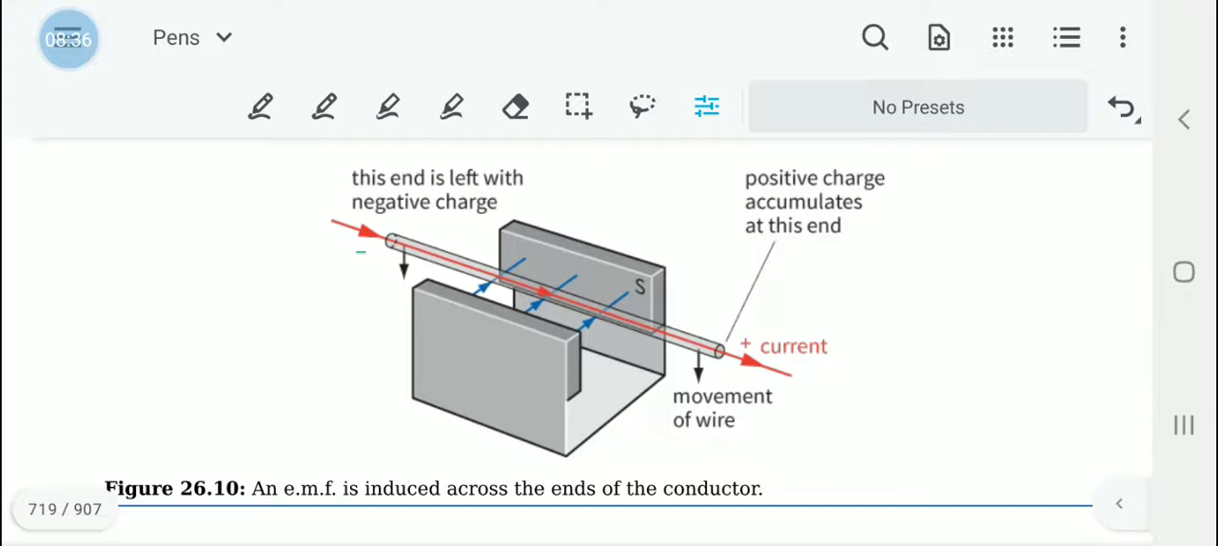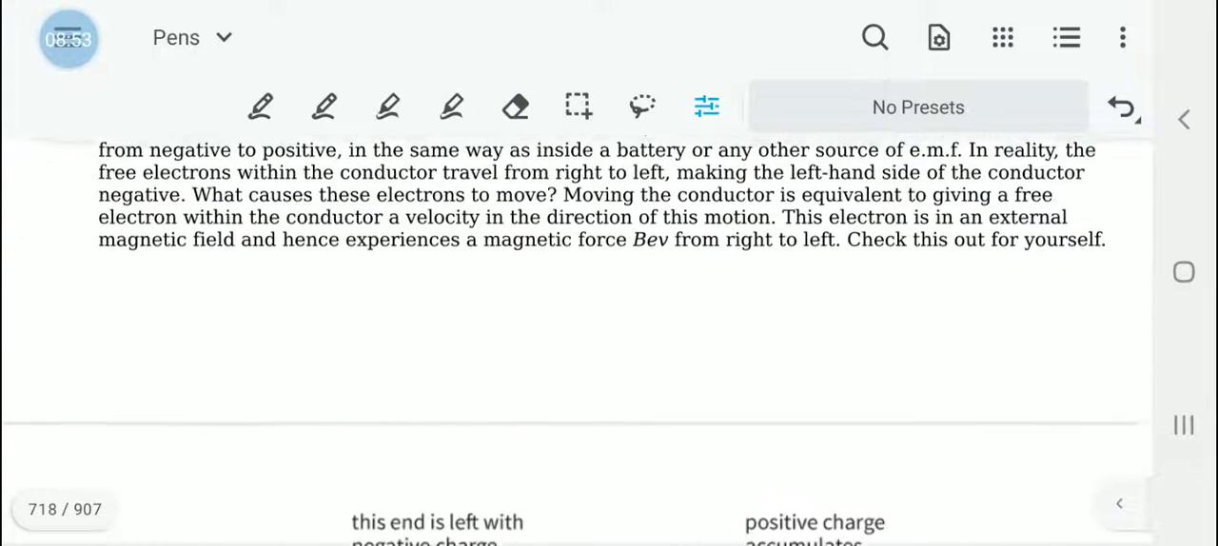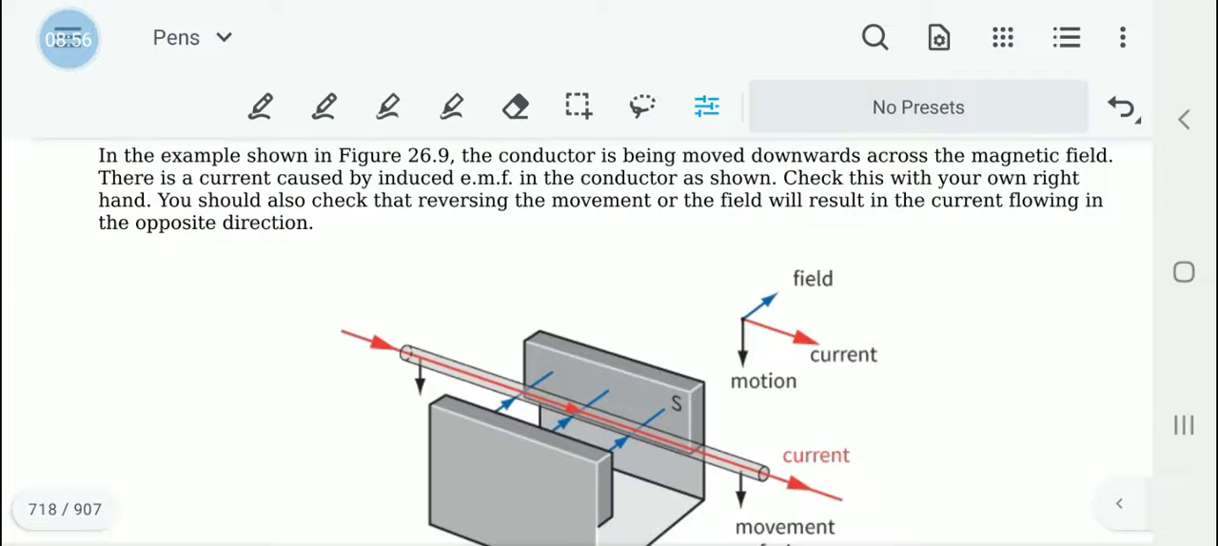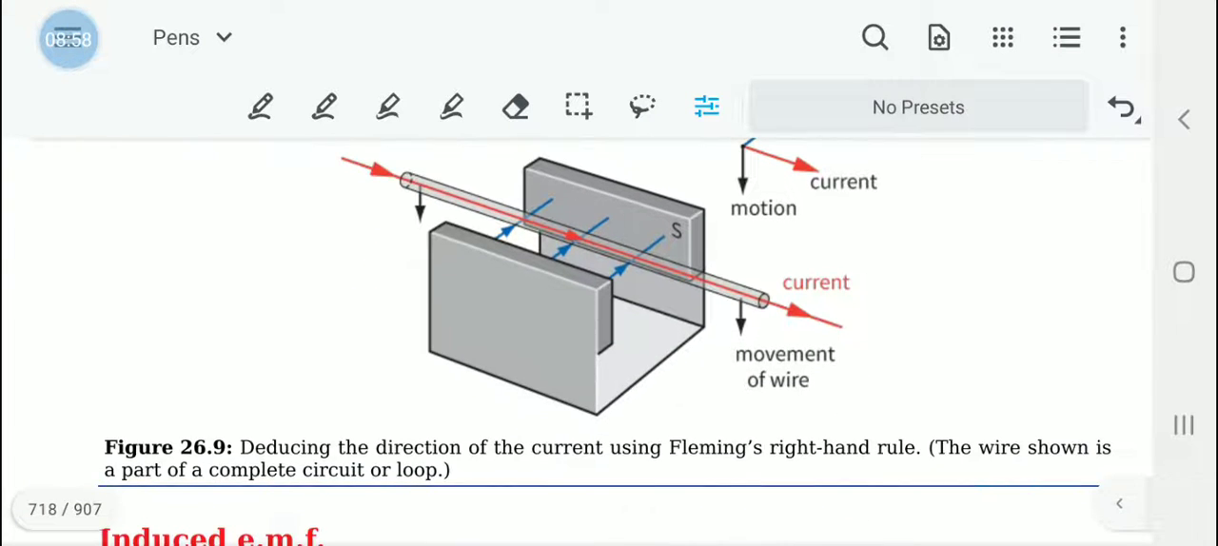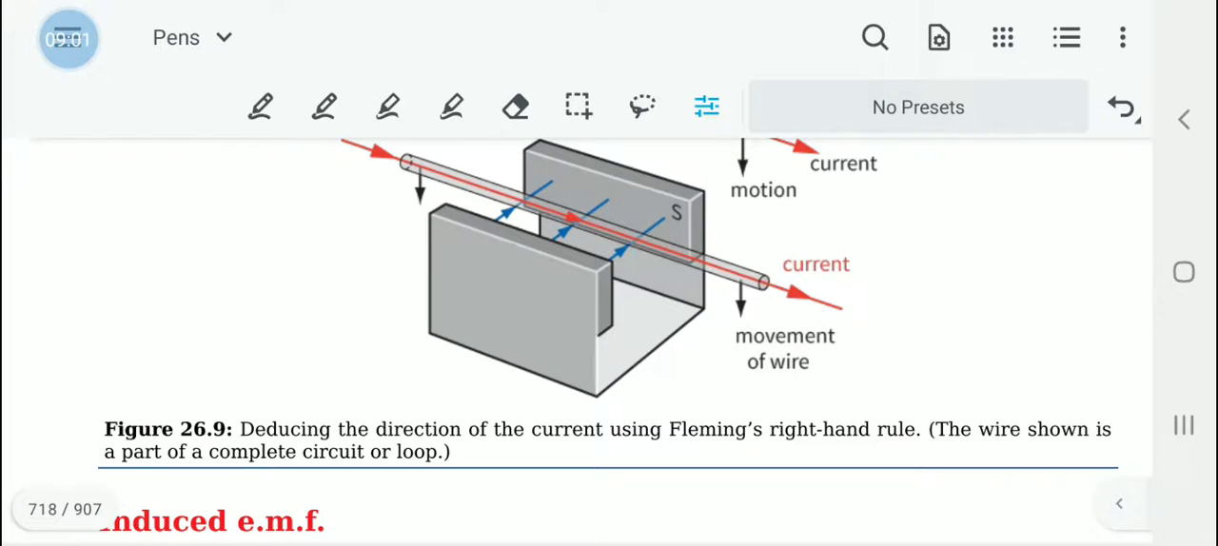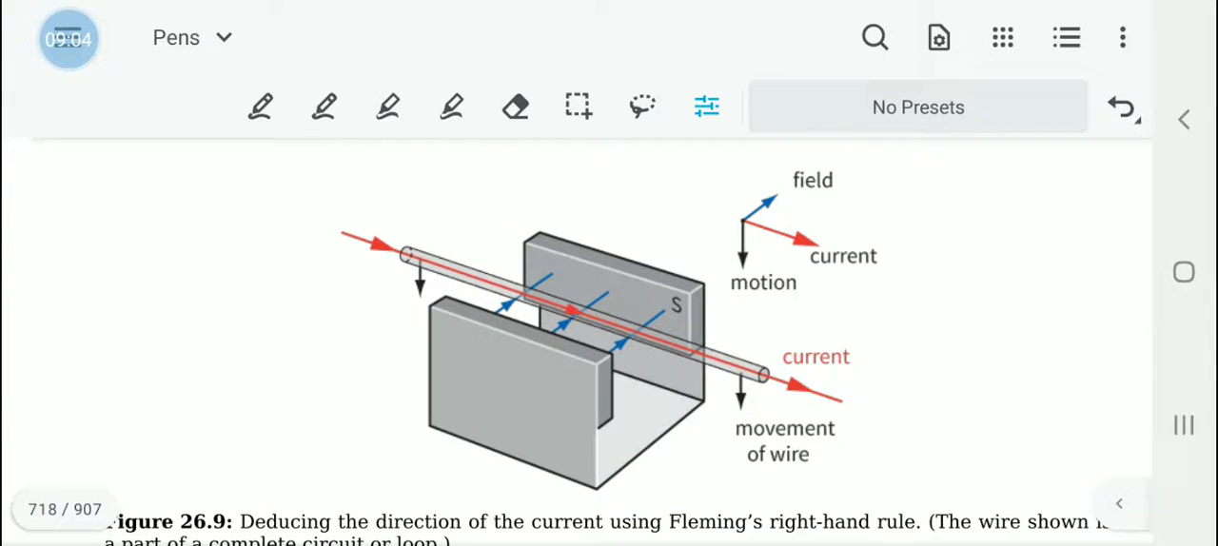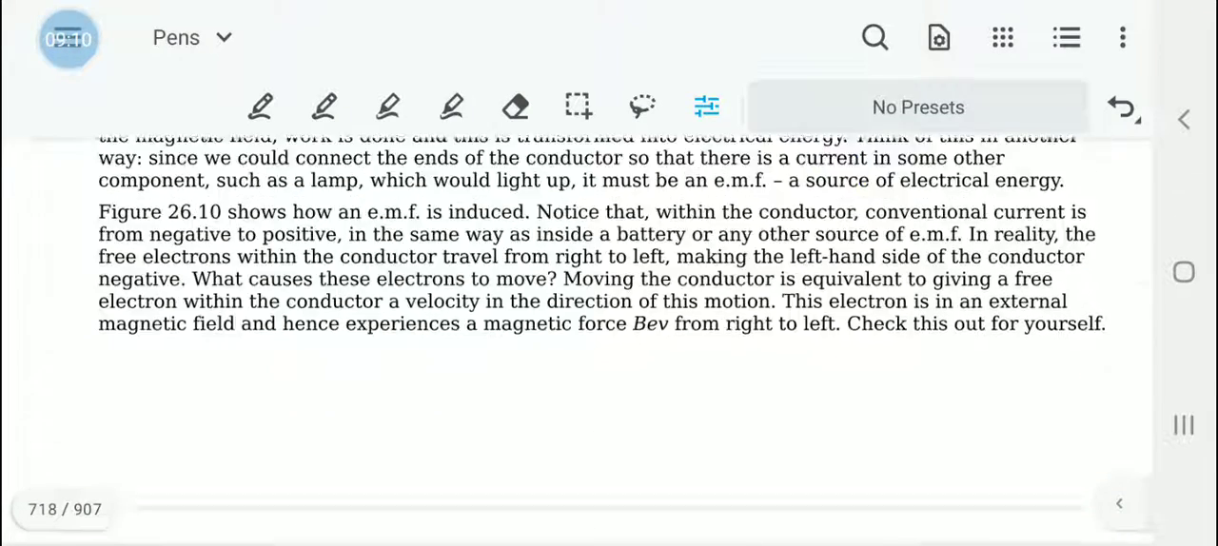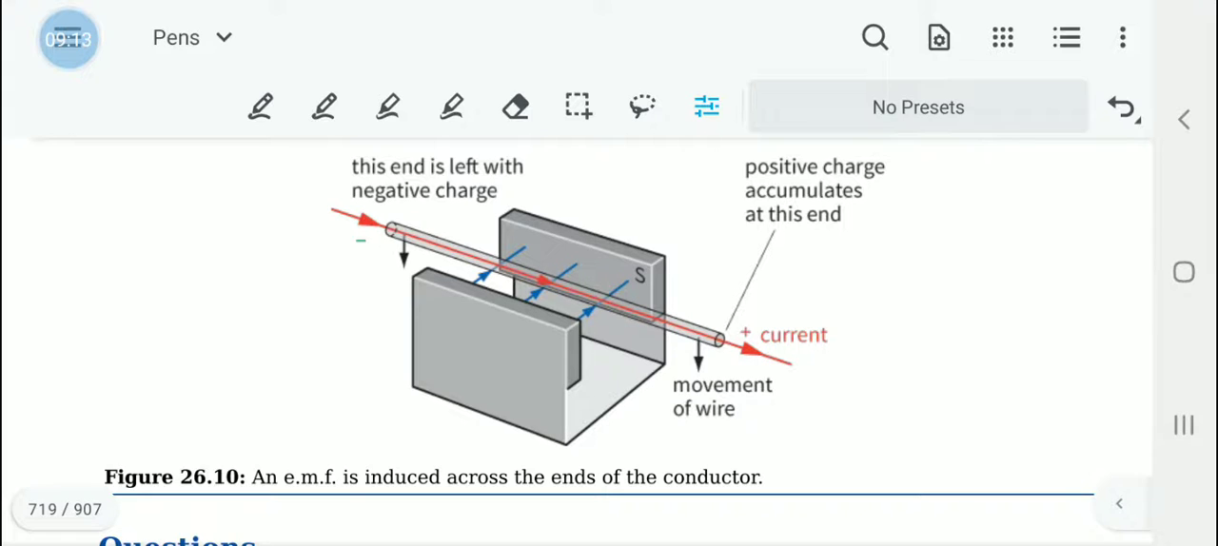When we do that, we know that because of the direction of the current, you have to take the positive charge accumulating at one point and the negative charge accumulating at the other. So as you can see here, the current flows in this direction. That means the current is flowing in this direction, motion is downwards, and the field is in the direction that is given by the blue arrow. So in this way, we know that the charges get accumulated at either end.